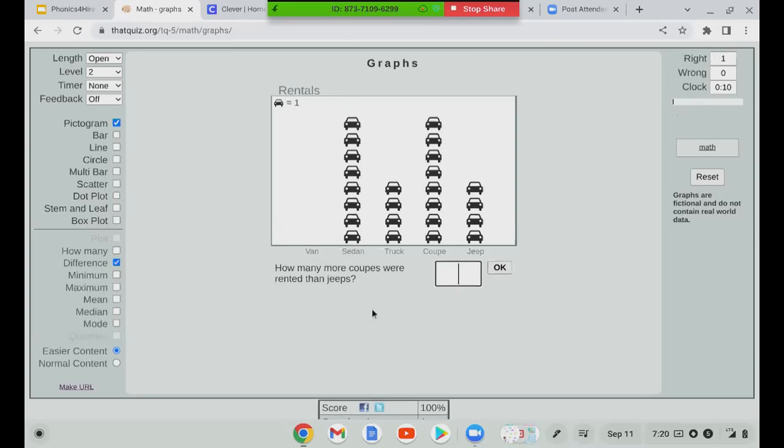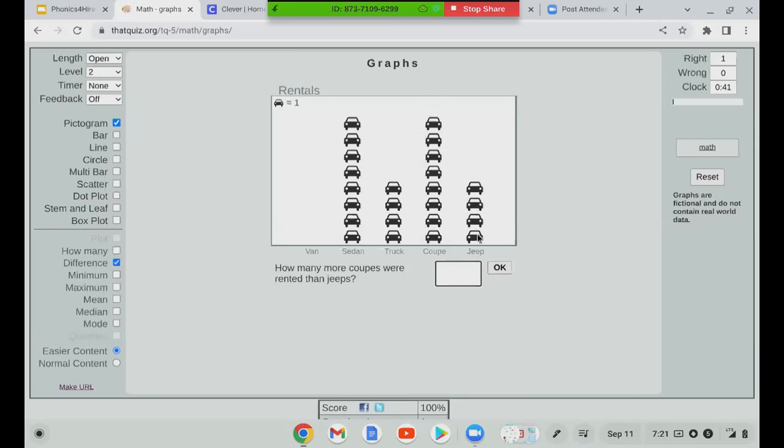Now, the next question, it says, how many more coupes were rented than Jeeps? So I'm trying to get the children to hear how many more. Some of them are just missing this phrase, how many more. They need to know immediately, oh, how many more, we're going to make partners. So we're comparing coupes and Jeeps. So you go up here to the picture graph and find coupes and Jeeps. And without even making partners, although I can still make those partners, I see that these four up here do not have a partner. So coupe has four more than Jeep.